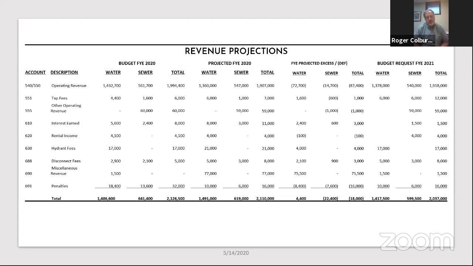But right now we're projecting a shortfall at the end of the year on operating revenue of about $87,400 on a combined basis, and you can kind of see how that shakes out between what was projected for the water and the sewer in the table.